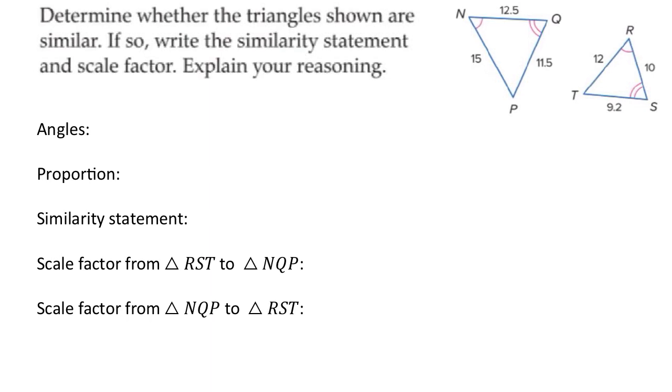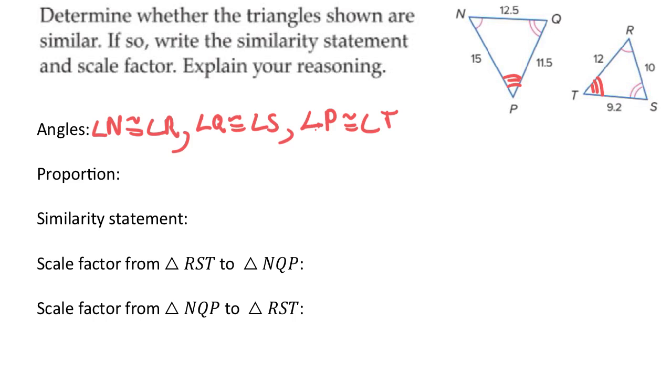All right, angle N has a single tick, angle R has a single tick. So angle N is congruent to angle R. Angle Q and angle S have double ticks. And then by the third angle theorem, we're going to know that P is congruent to S. We'll put triple ticks there. Angle P is congruent to angle T. All right, now we deal with the proportions.